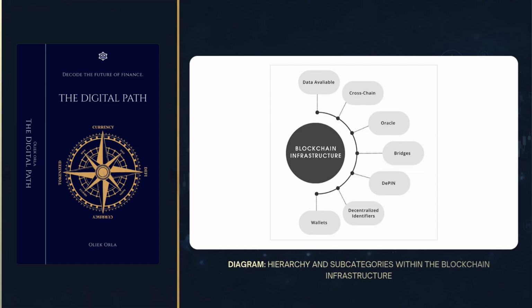Examples: Wormhole, Multichain, and Stargate. Decentralized physical infrastructure, DePIN. DePIN represents a new stage in blockchain adoption by connecting digital systems with the physical world. This sector uses blockchain and token-based incentives to build and manage real-world infrastructure. It includes wireless networks, computing power, data storage, sensor systems, and energy solutions.